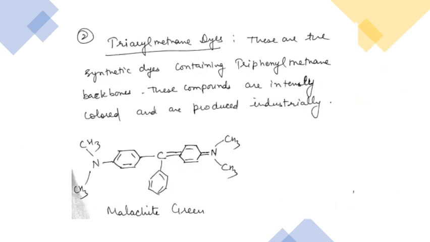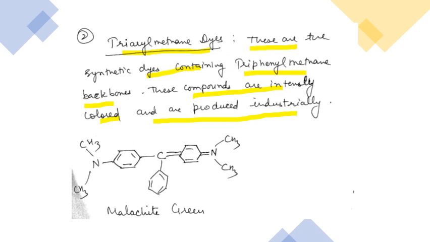So the next category in this classification is triaryl methane dyes, and these are the synthetic dyes which mainly contain the triphenyl methane backbone, and it is the chromophore. This is the main structure present in the dye. These compounds are intensely colored, having a bright color from this group, and are produced at industrial level, on a large scale.